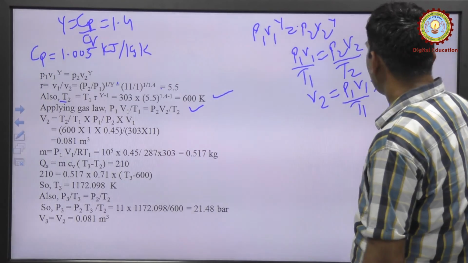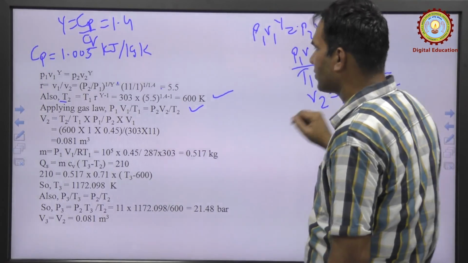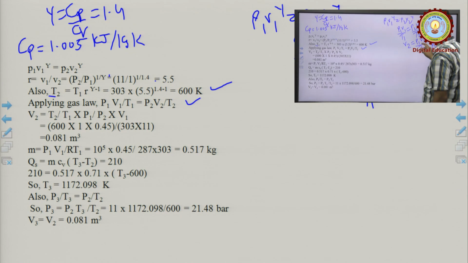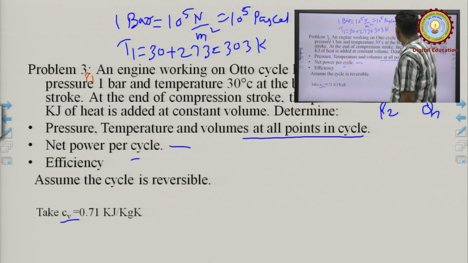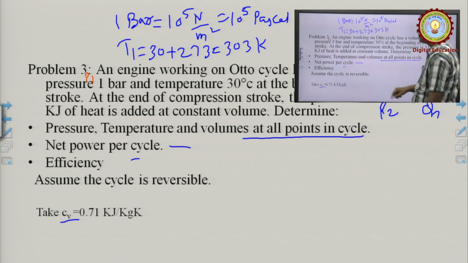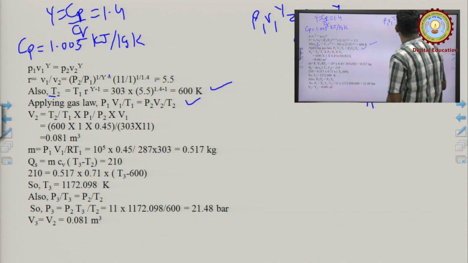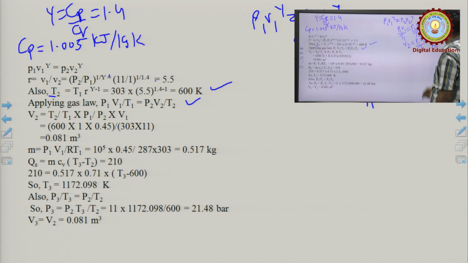So we know the value of P1, which is 1 bar, we know the value of V1, which is given as 0.45 meter cube. We have calculated the value of T2 as 600 Kelvin. We know the value of T1, given in the question as 303 Kelvin, and P2 is given as 11 bar. So from this expression we get V2 is equal to 0.081 meter cube.